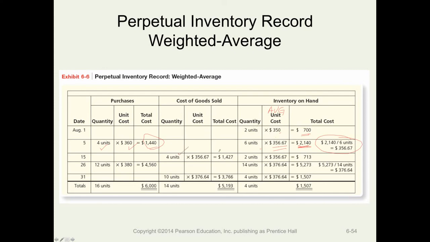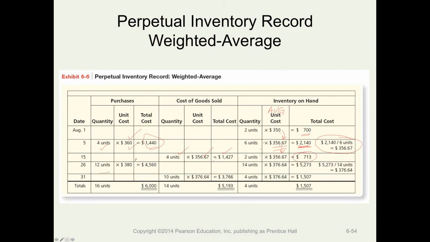When you sell 4 units, you remove them at that average cost. So the cost of goods sold is the average cost of $1,427. And the remaining units, there's 2 units left, it is at that same average. So the average doesn't change with the sale, it changes with the purchase. Let me say it again. Anytime you purchase something, the average cost changes. When you sell something, the average cost does not change. So now the ending inventory is $713.